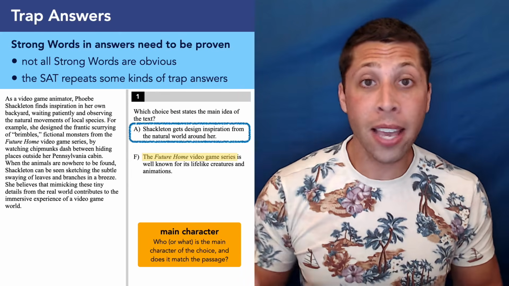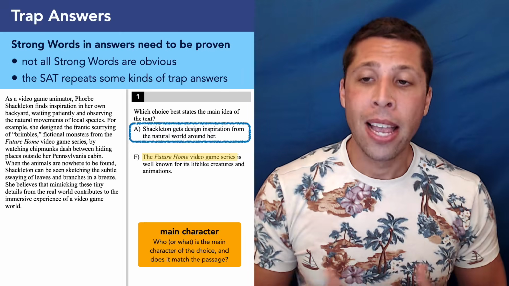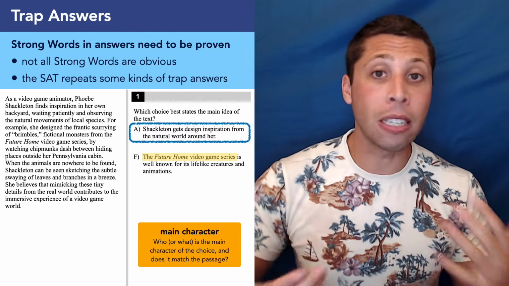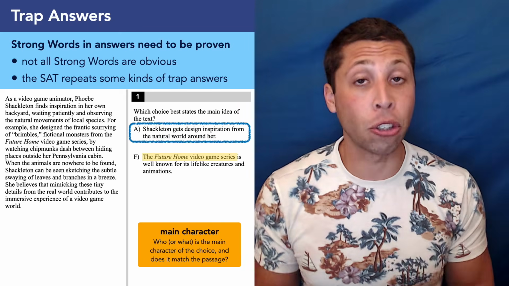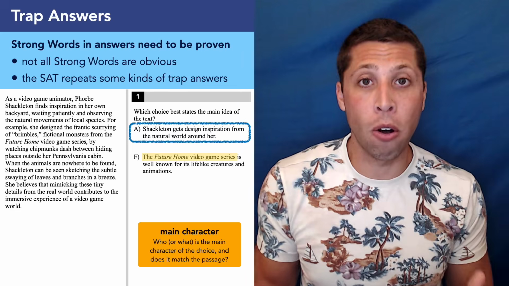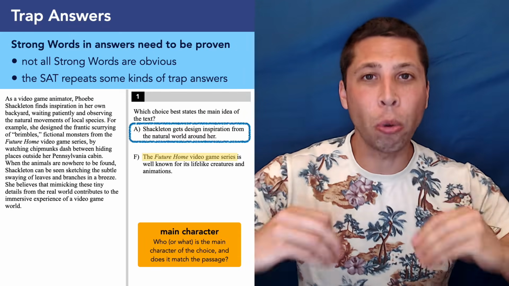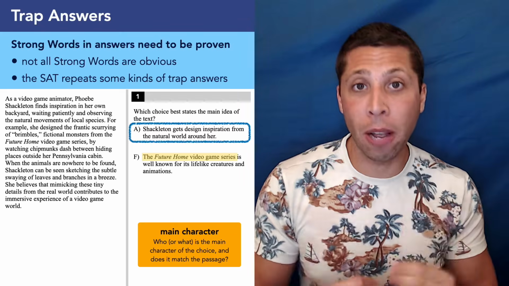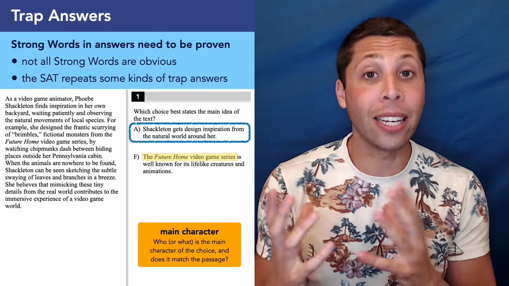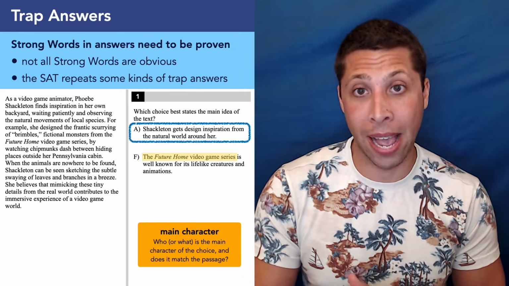Notice that choice A, the main character, is in fact Shackleton. So that seems to match up. And we've got to be kind of flexible with this word character, right? It doesn't necessarily have to be a person or someone from a fictional work. In this case, the character is the video game series, The Future Home. So it just means kind of like the main idea, the main thing that the story is about doesn't match up between the choice and the passage. So it's a good way of kind of quickly cutting down on the details and seeing that there's a mismatch between a choice and a passage.